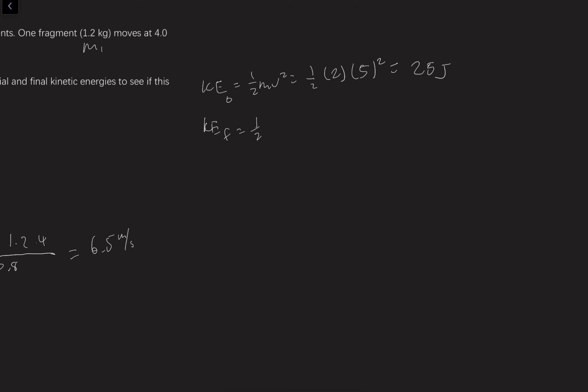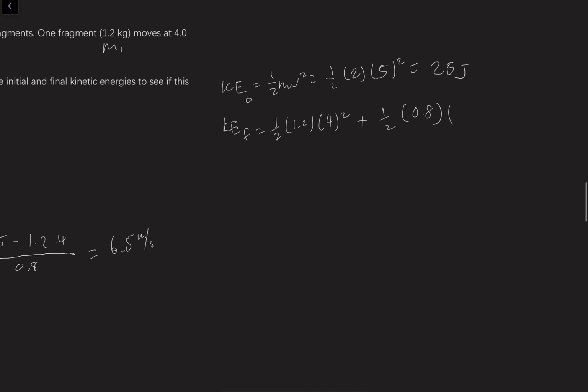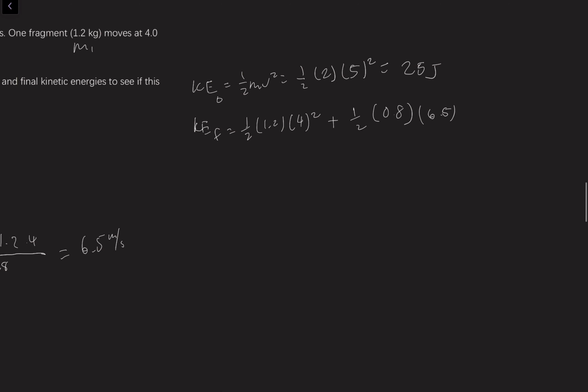Let's calculate the final kinetic energy. That's 1/2 times the mass of the first segment, 1.2, times the velocity of the first segment, 4, squared, plus 1/2 times the mass, 0.8, times the velocity, 6.5, of course squared. That will give us 26.5 joules. And now we can calculate 26.5 minus 25. That's 1.5 joules.